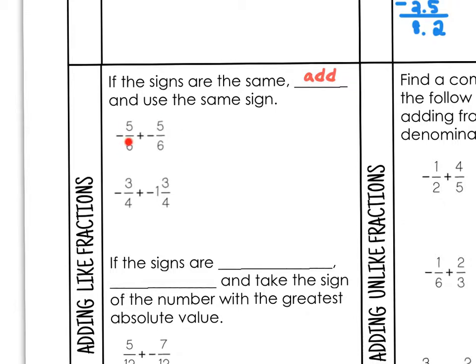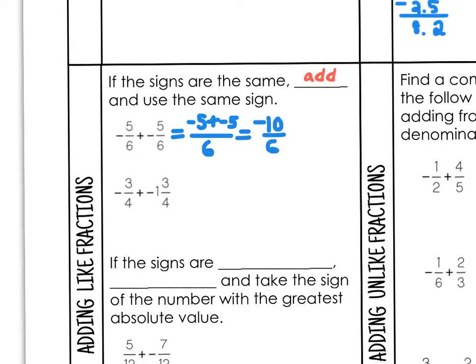They both have a negative and they both have the same denominators. It's important when you're adding fractions that they have the same denominator. So what I always tell kids to do is just put it over 6 completely. And then your two numerators, since they're both negatives, the negative goes with the numerator. So we have negative 5 plus negative 5. Now we just add them. So here it's going to be negative 10 over 6.